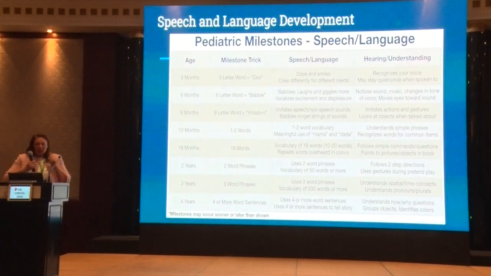Now I would also like to talk about the pediatric milestones in speech and language development. At the age of 3 months, the baby can say 3-letter words.